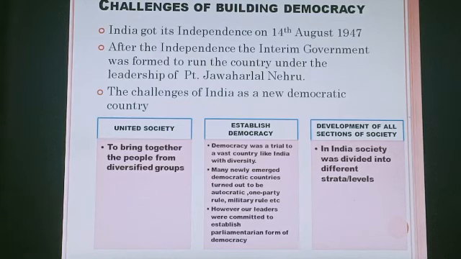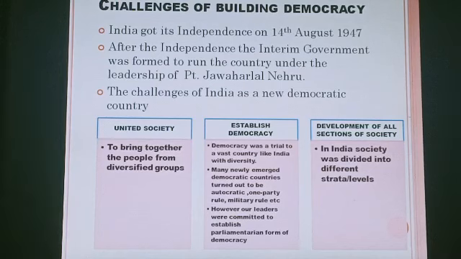So how to bring all these diversified groups together? Not only these two groups, there were many different tribes, different religious groups, and people belonging to different social classes. All these people were already in different segments of society. So it was a challenge for the new interim government to bring them together as a whole.